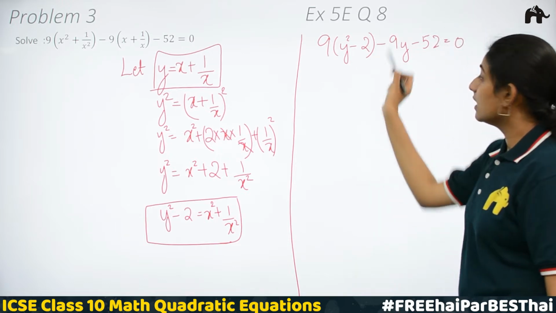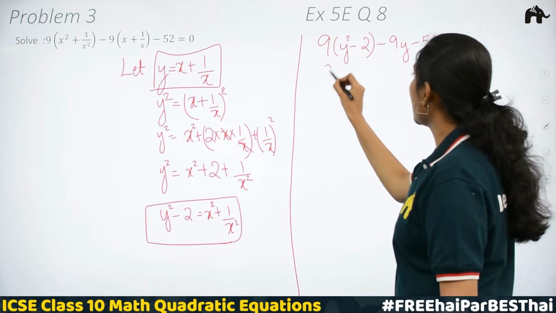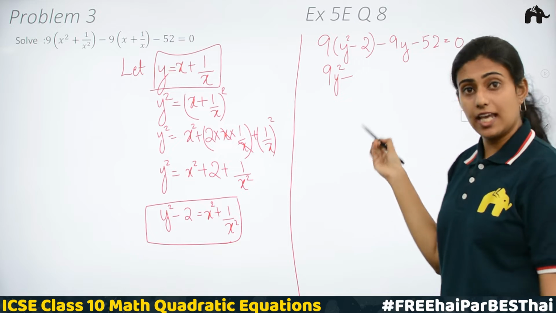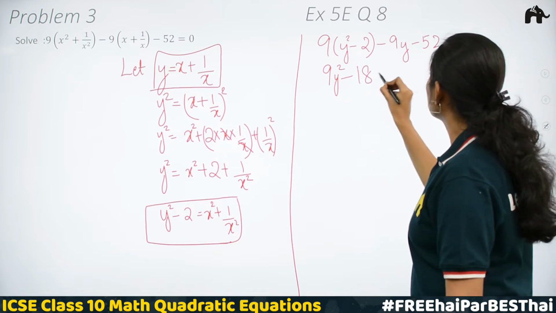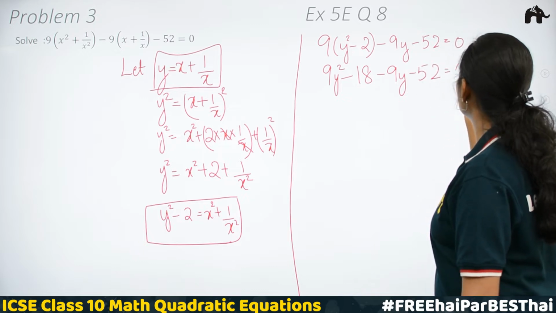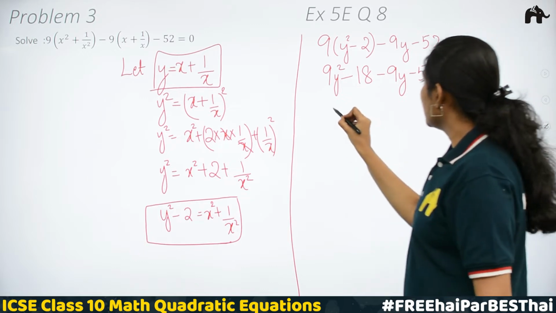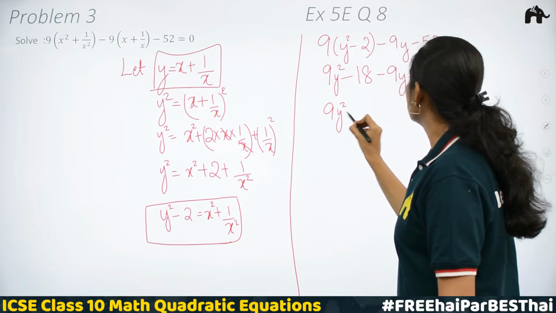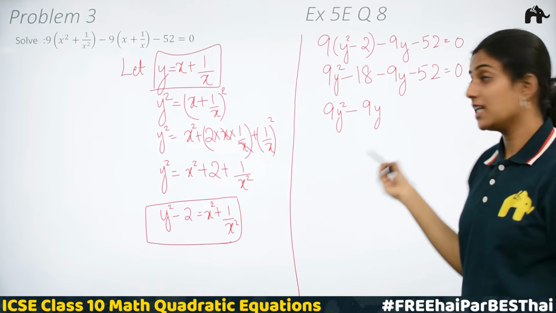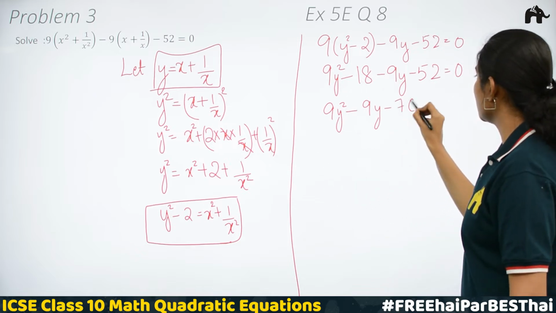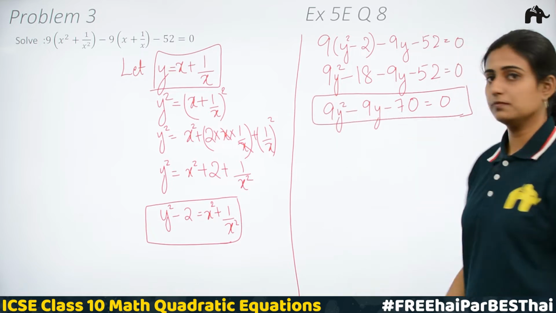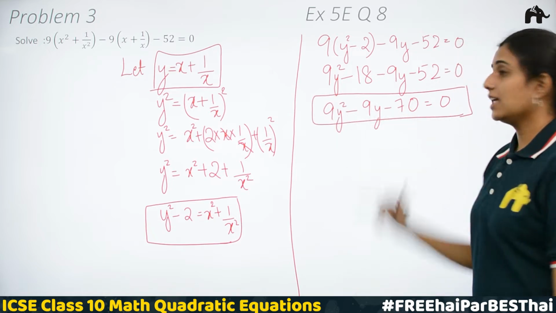Okay. Removing brackets, 9y square minus 9 into 2 is 18, minus 9y minus 52 is equal to 0. 9y square minus 9y minus 18 minus 52, that is minus 70, is equal to 0. We got the required quadratic form. Okay. Now we can solve this.